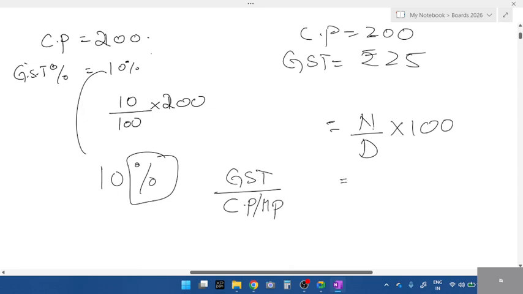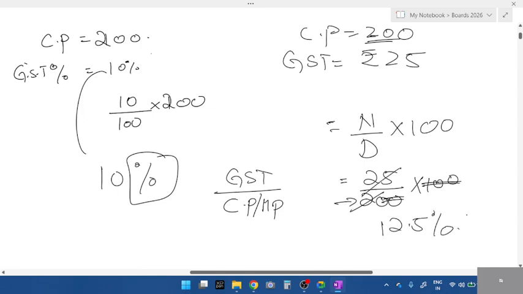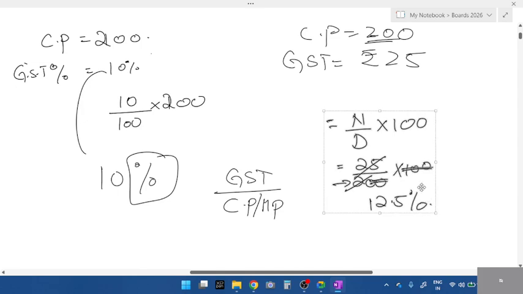So numerator is 25. I'll write 25 divided by what is denominator? What is cost price? 200 into 100. This will give you percentage. So take the GST divided by cost price or mark price. Remember, cost price or mark price should be the denominator. So if you reduce, two zeros get cancelled, 2 goes 12.5 times. 12.5%. Is it clear, students? All of you understood?